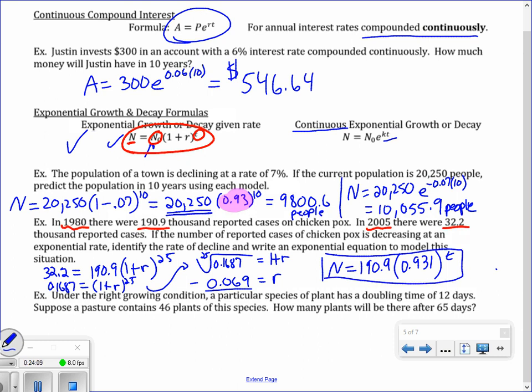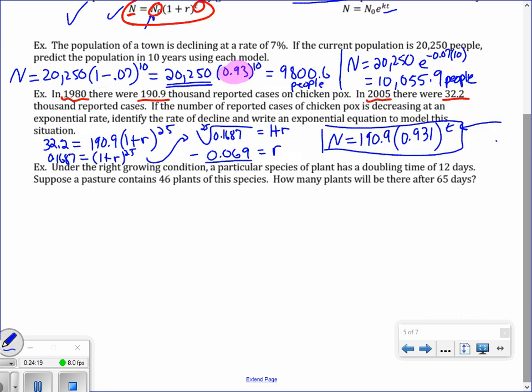If I put any number of years past 1980 right up here, it'll tell you how many chickenpox cases I expect there to be. Okay. All right, last one. I promise we'll finish up in a minute.